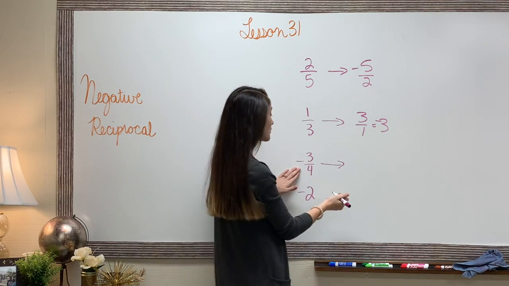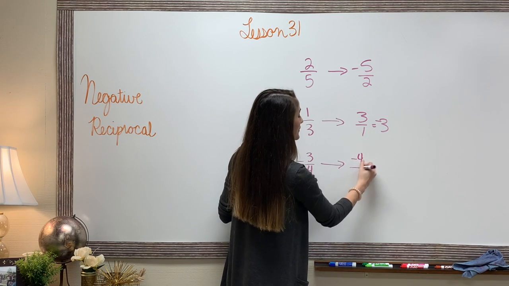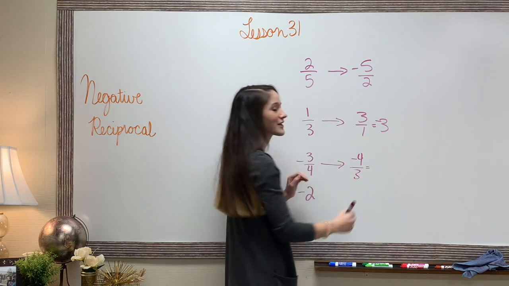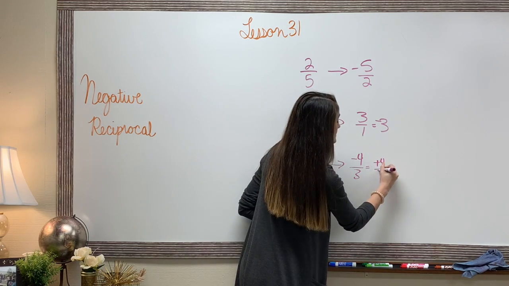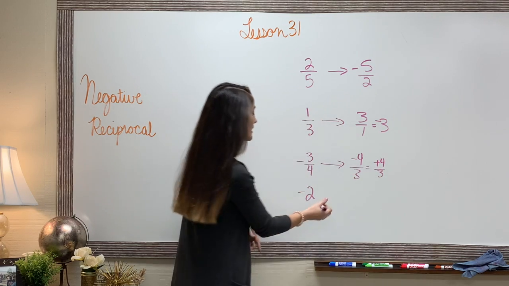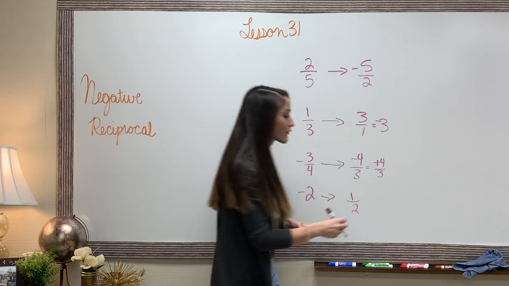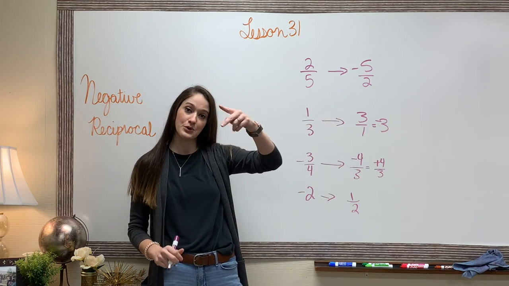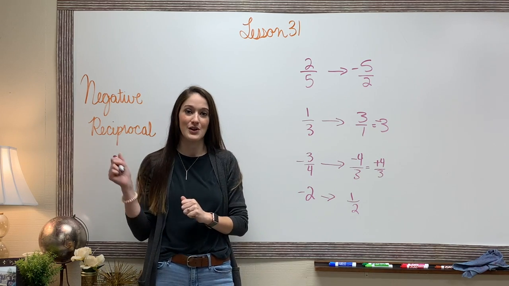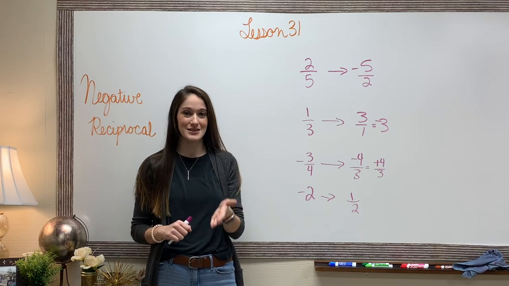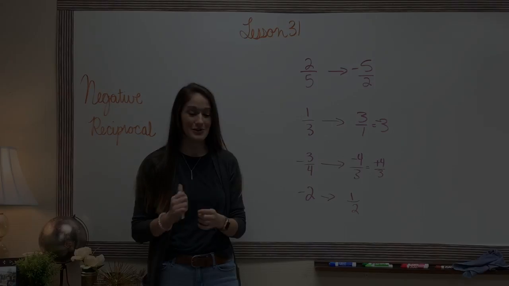The reciprocal for negative 3/4 would be negative 4/3. But if we're talking about the negative reciprocal, it's going to be positive 4/3. So we change the sign. And then the same thing with negative 2, this would be positive 1/2. So we're going to do the reciprocal and we're also going to change the sign. That's how we do the negative reciprocal. Okay, so now let's talk about finding the equation of a line when the other line given is perpendicular.